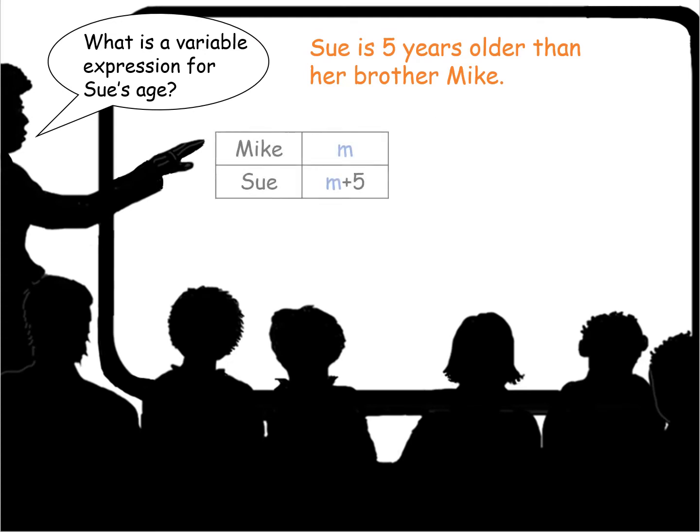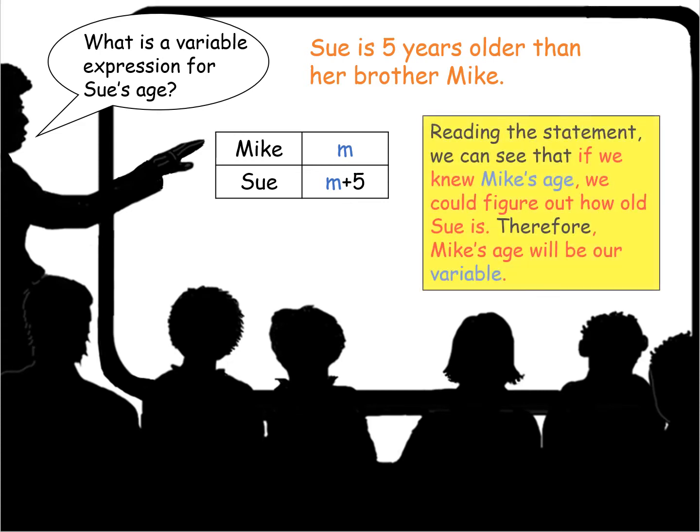What is a variable expression for Sue's age? Sue is 5 years older than her brother Mike. When we read that statement, we can see that if we knew Mike's age, we could figure out how old Sue was. Therefore, Mike's age will be our variable. So what we've done is we've said Mike's age is m, and therefore Sue's age is m plus 5.